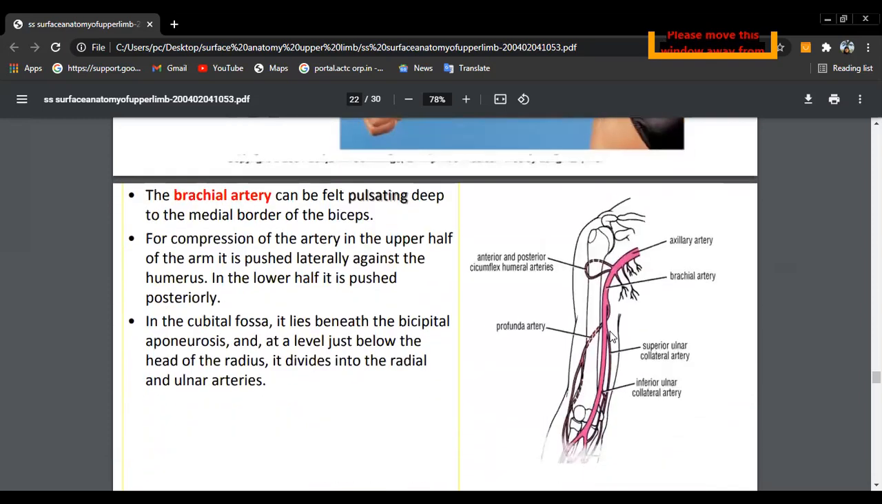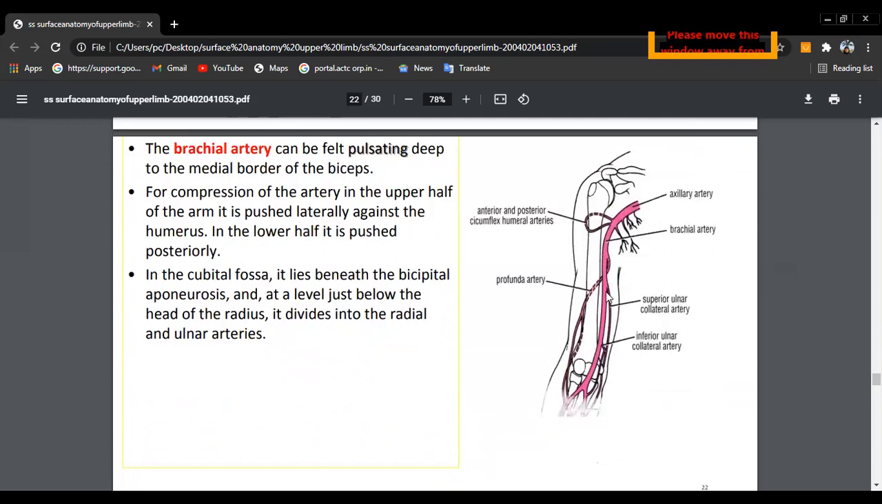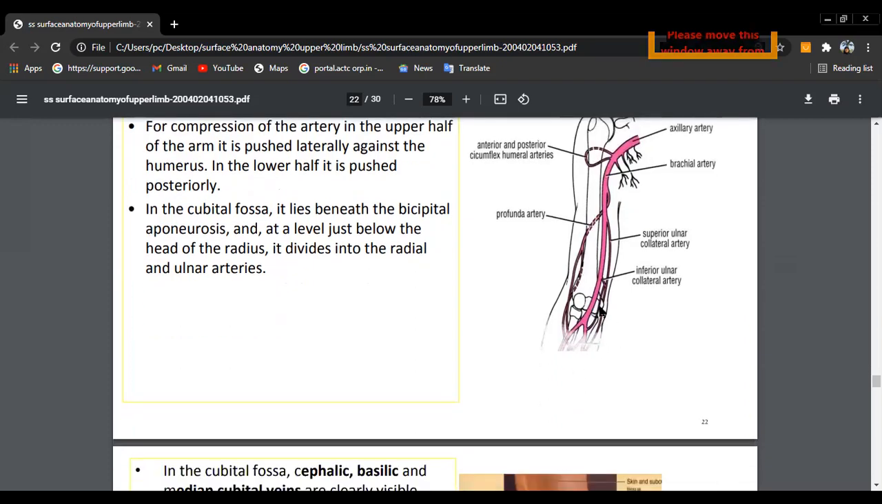Now brachial artery also we can actually feel the pulsations, because it can be felt on the medial border of the biceps brachii. Okay, for compression of the artery in the upper half of the arm, it is pushed laterally against the humerus. That means you should press it against the humerus so as to feel for the pulsations. Okay, lower half is pushed posteriorly. So in the cubital fossa, it lies beneath the bicipital aponeurosis. We know this also, isn't it? MBBR structures I told you.